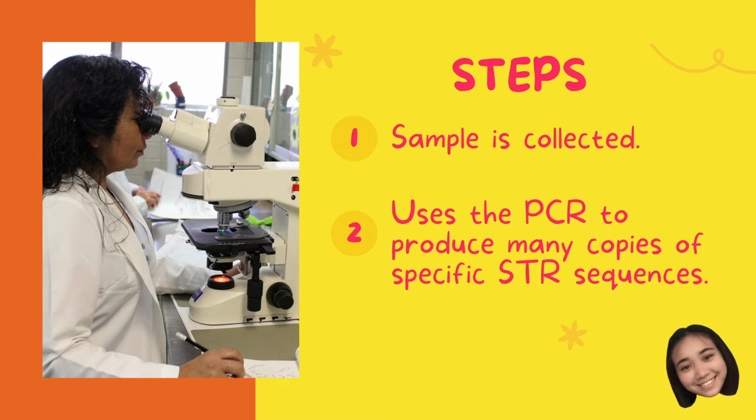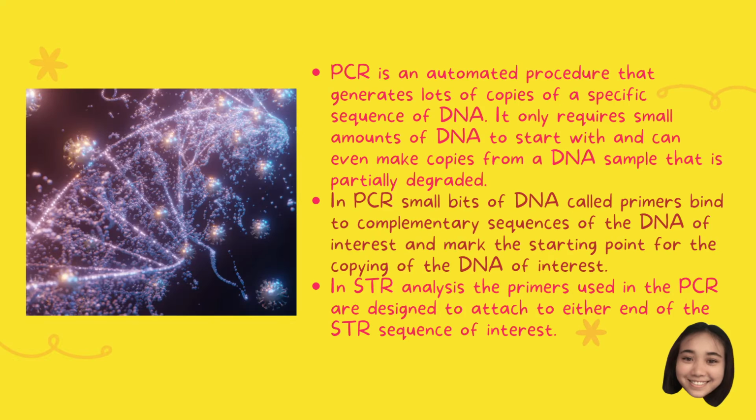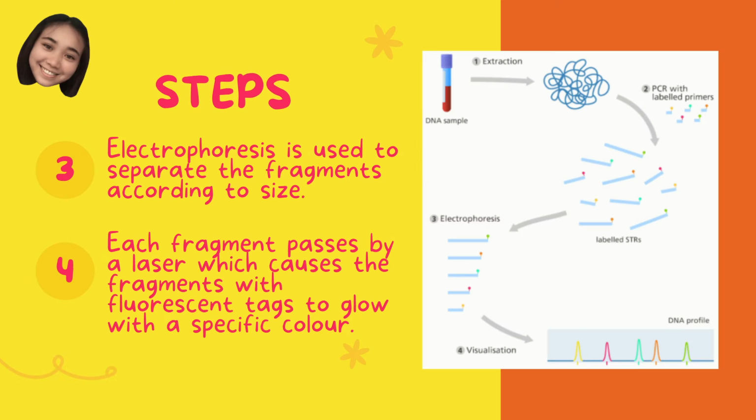Next, DNA profiling does not use restriction enzymes to cut the DNA. Instead, it uses the polymerase chain reaction or PCR to produce many copies of specific STR sequences. Once enough copies of the sequence have been produced by PCR, electrophoresis is used to separate the fragments according to size. Then, each fragment passes by a laser which causes the fragments with fluorescent tags to glow with a specific color. The output is displayed as a series of colored peaks like the image that you can see right now on your screens, highlighting the color and length of each STR sequence.